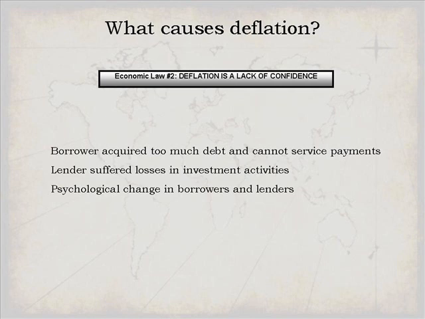Well, one way could be that a borrower acquired too much debt and can then not service the payments. Likewise, a lender may have suffered losses in some of their investment activities. And common in both cases, the aftermath is a psychological change in borrowers and lenders, which means that borrowers then do not have the same propensity to borrow as before, and lenders likewise do not have the same propensity to want a loan.